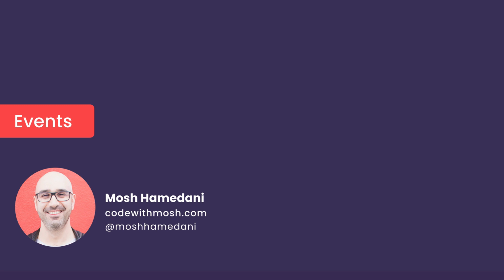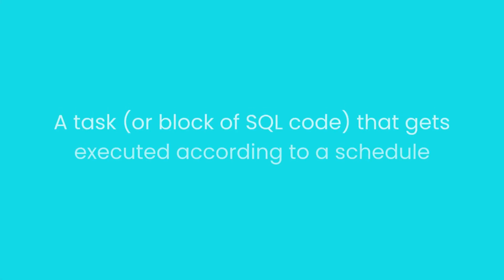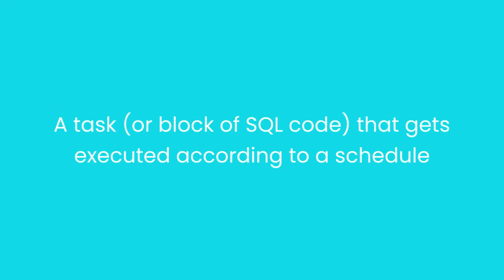In this lecture, we're going to look at events in MySQL. An event is a task or a block of SQL code that gets executed according to a schedule. It can get executed once or on a regular basis, like every day at 10 a.m. or once a month, and so on.